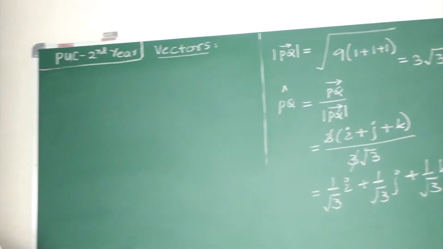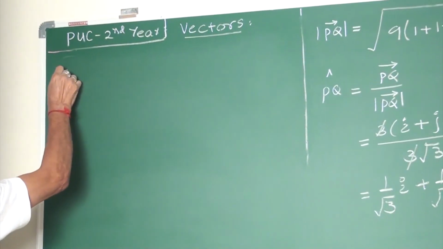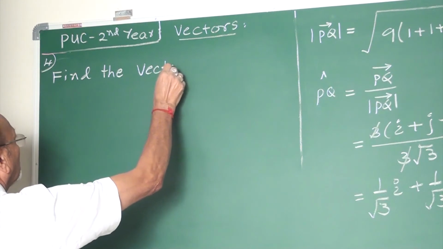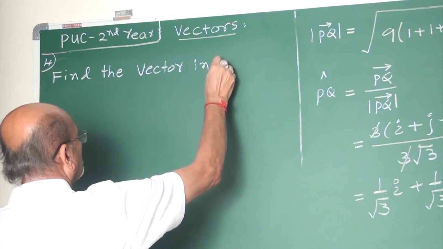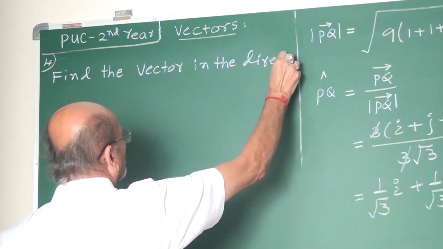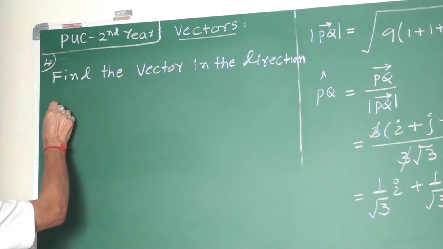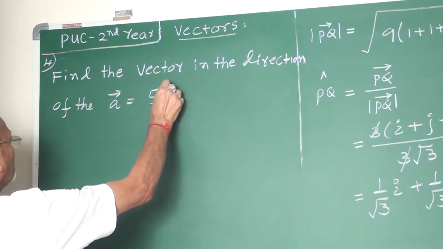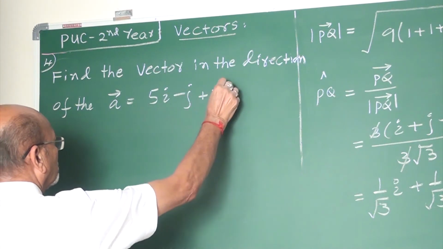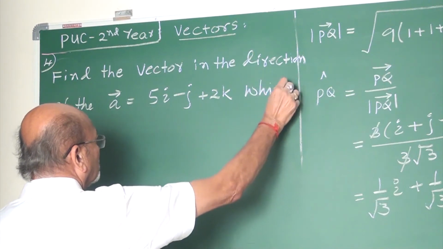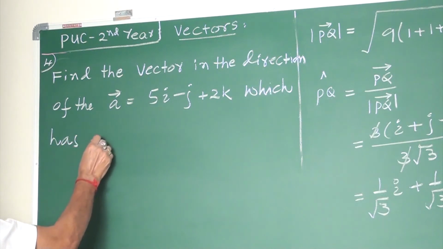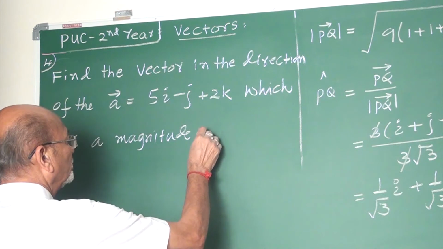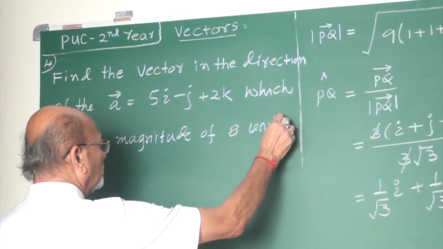Next is, find the vector in the direction of the vector A equal to 5i minus j plus 2k, which has a magnitude of 8 units. This is example 4.